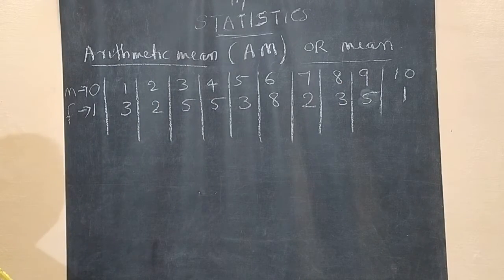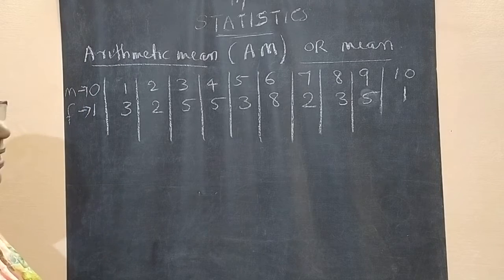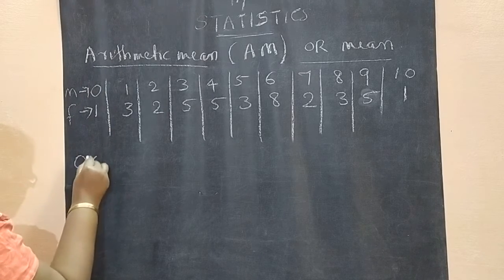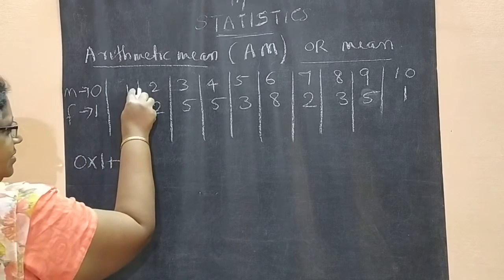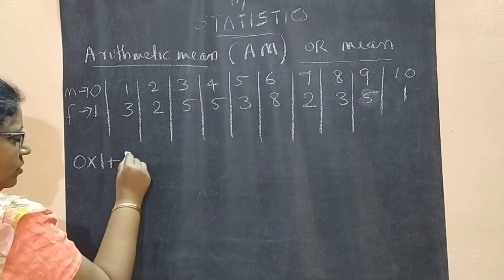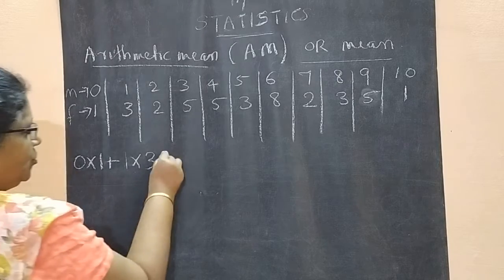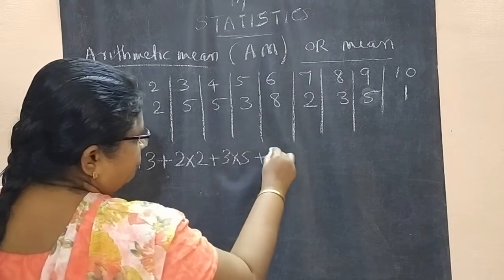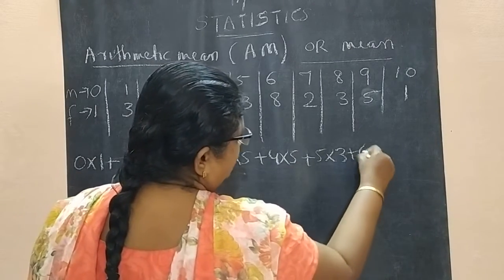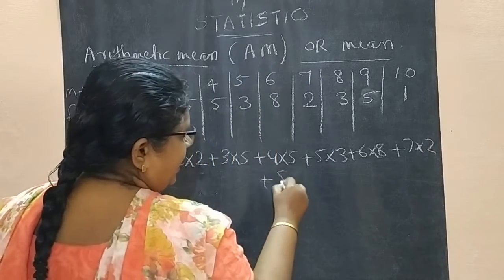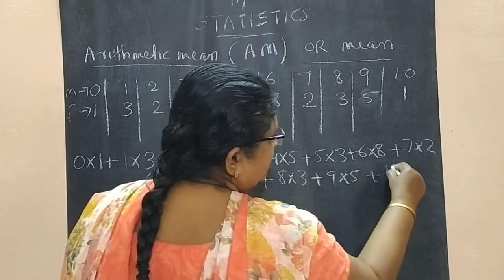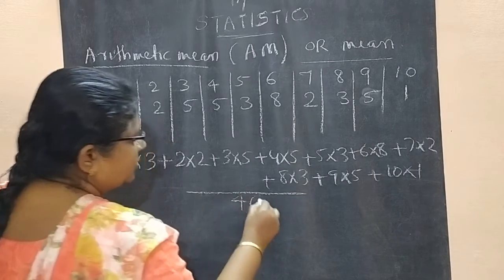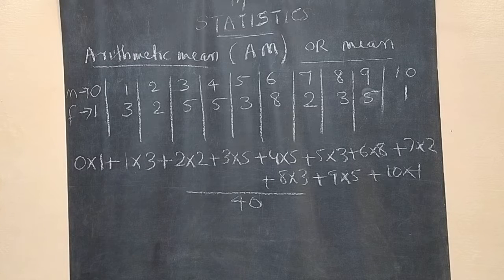Now what happened? Here one child got 0. So for finding the average or mean, what can we do? One child got 0 means the total marks is 0 into 1. Three children got 1 mark means total marks is 1 into 3. Two children got 2 marks means total marks is 2 into 2. Next, 3 into 5, 4 into 5, 5 into 3, 6 into 8, 7 into 2, 8 into 3, 9 into 5, 10 into 1. So these we have to add and divide by the total number of children, 40. This gives the average. Understood?